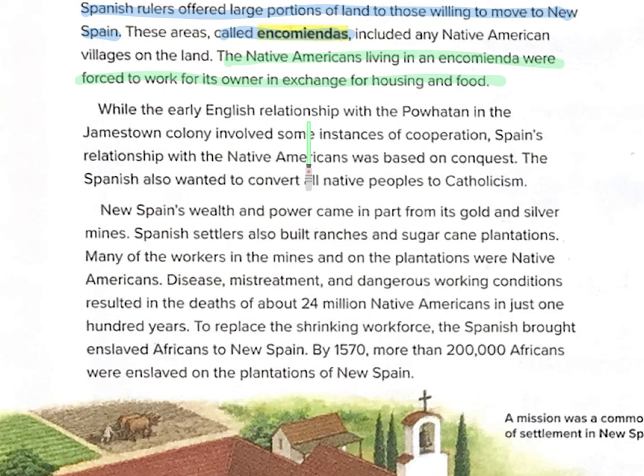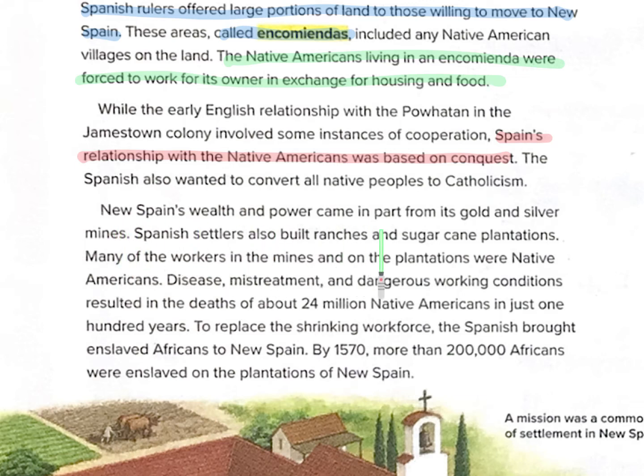While the early English relationship with the Powhatan and the Jamestown colony involved some instances of cooperation, Spain's relationship with the Native Americans was based on conquest. The Spanish also wanted to convert all native peoples to Catholicism. So go ahead, skip a line, start a new bullet point, get that in there, and we'll move on.